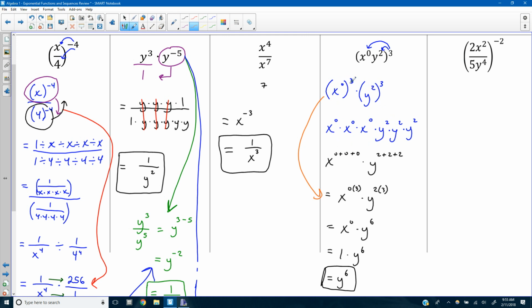So there's a connection there. This is not 0 to the third. This is x to the 0, all to the third. This isn't 2 to the third. This is y squared, all to the third. So these end up multiplying for that very reason.